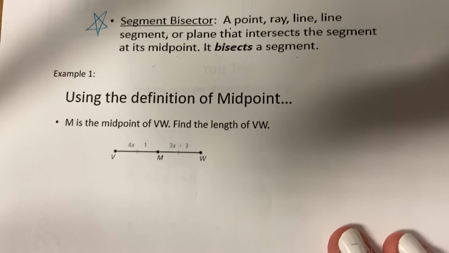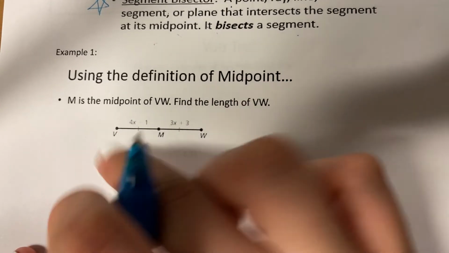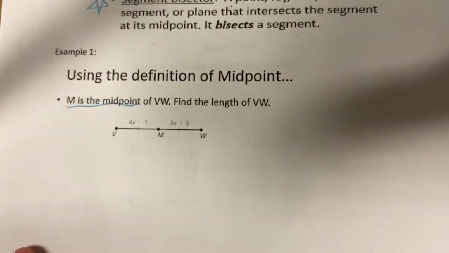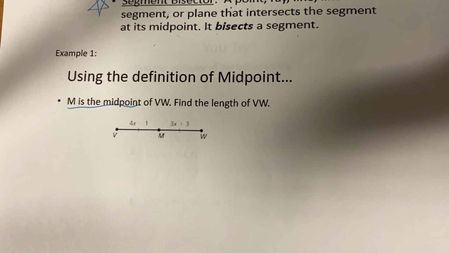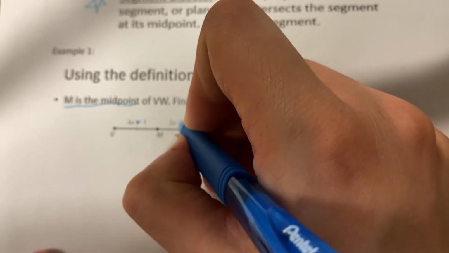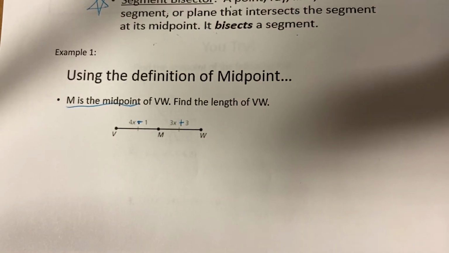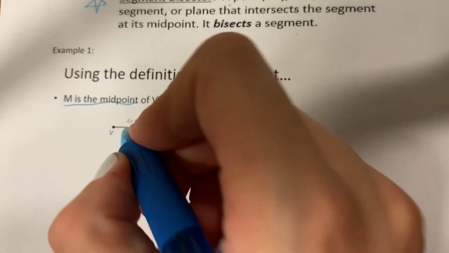All right, then let's go down here to our first question. So this is what I mean by using the definition of midpoint. I know M is the midpoint. Okay, good. I know some information about this. Then VW. Find the length of VW. So this is a minus sign. This is a plus sign. Sorry, y'all. Since I know that this is the midpoint, I know these two parts are congruent.